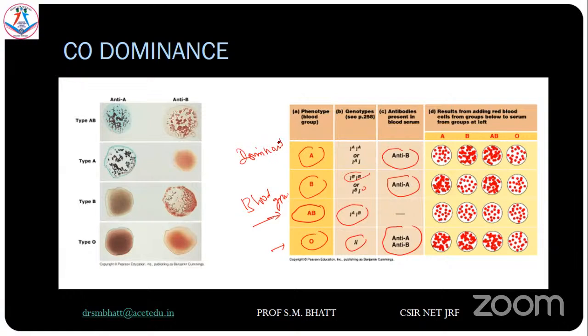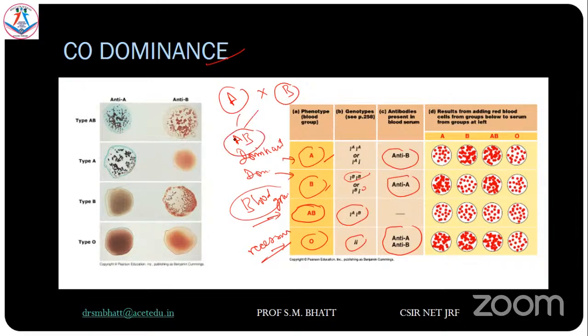Be analytical, right? Got the point? If I'm saying co-dominance and showing all these diagrams, you might think this is also co-dominant, this is also co-dominant. This is not the case. Only AB. This is recessive. This is AB co-dominant, and these two are dominant. Got the idea? That's why if a female of blood group A marries a male of blood group B, mostly their children will get AB blood group.